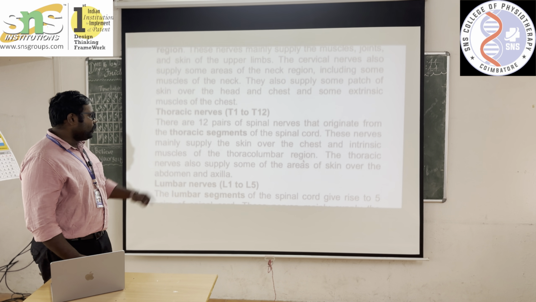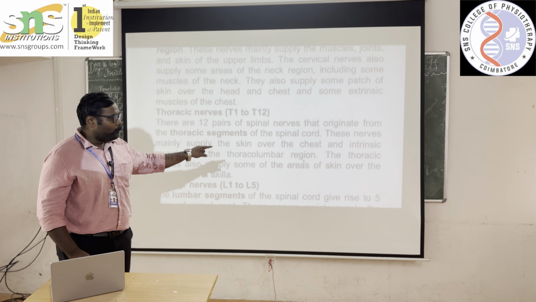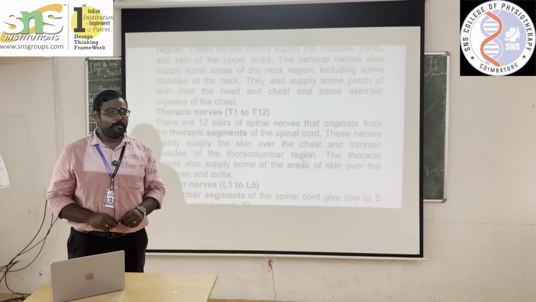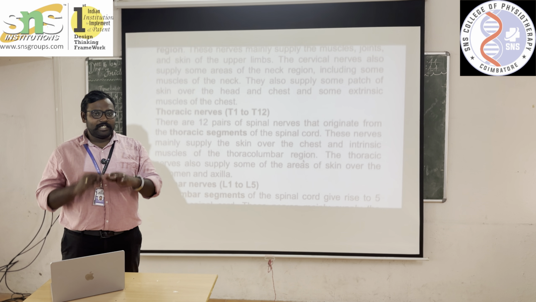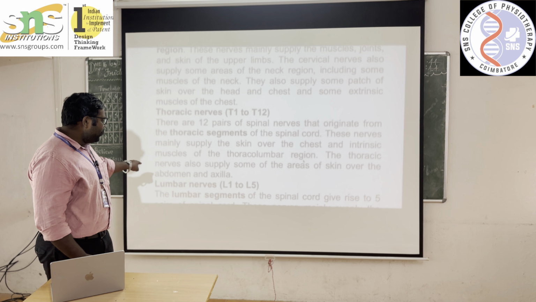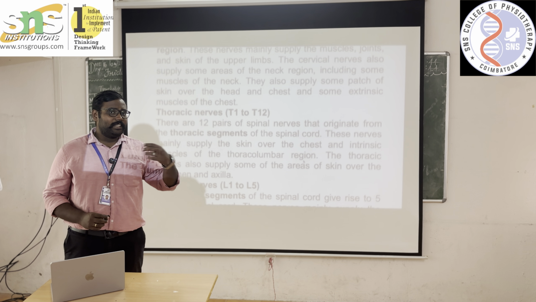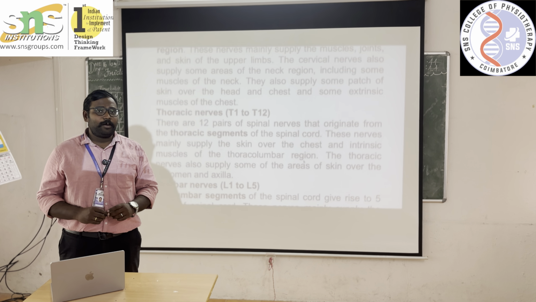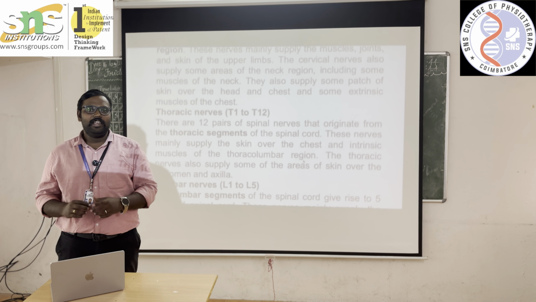It supplies the chest and the intrinsic muscles of the thoracolumbar region. Thoracolumbar region means the thorax in combination with the lumbar area, that is the low back area. It also supplies the abdomen and the axilla, that is, the abdominal area and the corresponding organs inside the abdomen, and also the axillary area.